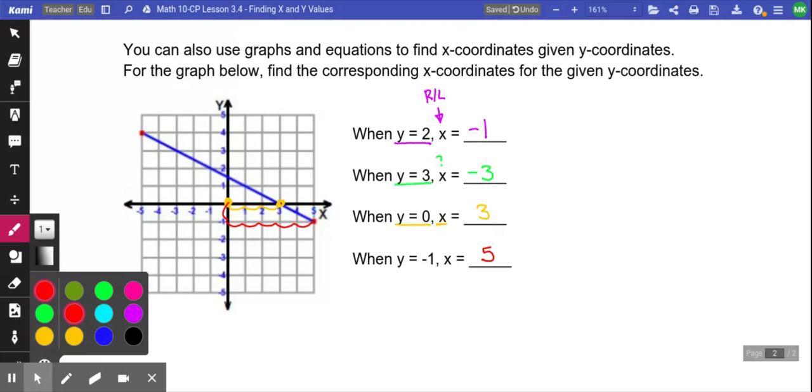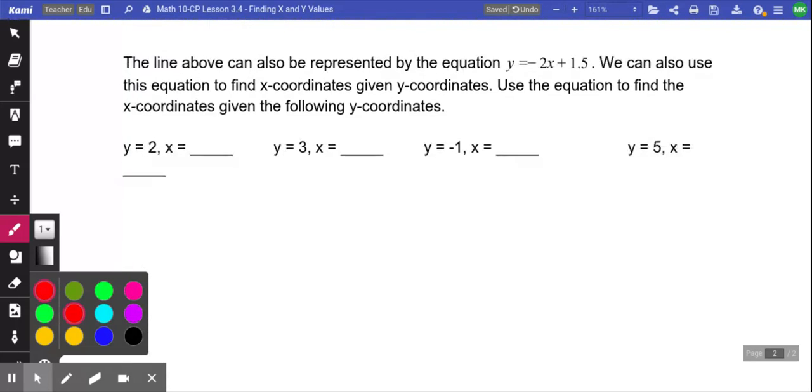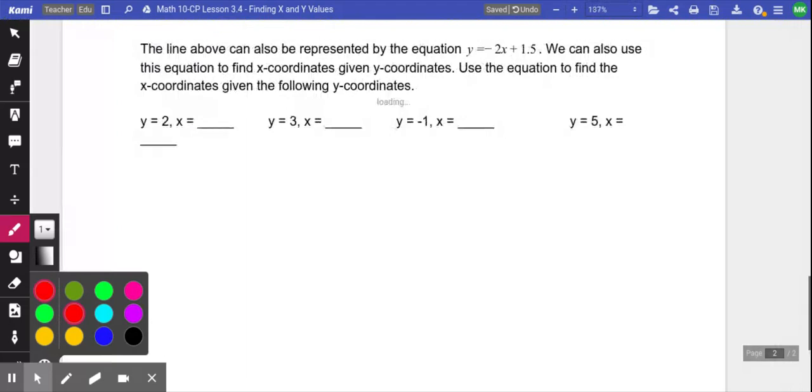Wicked. Now, graphically, that's not much harder. Using an equation, finding x values is a little bit trickier. So we'll look and see what this kind of looks like. So we have our equation, y equals -2x plus 1.5. And then we have some questions here. This one says y equals 2, what is x?